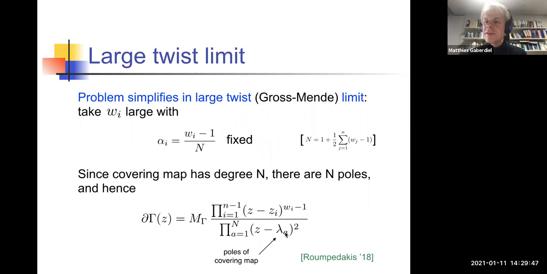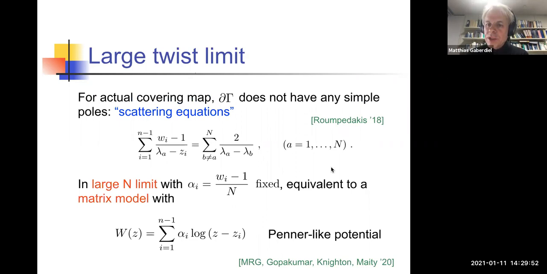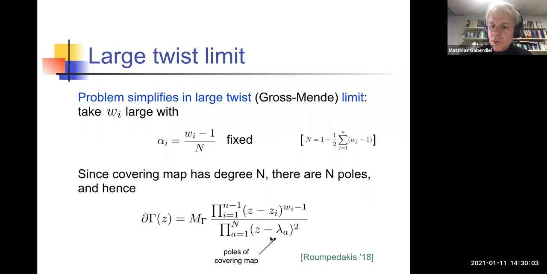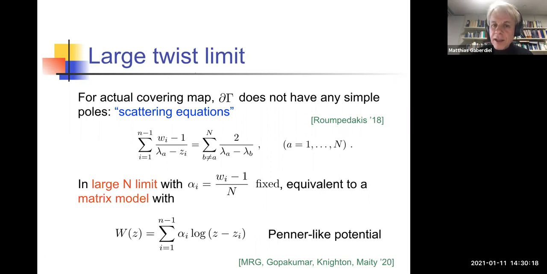Now, how are the poles constrained? Well, the poles are constrained by what Rompidakis calls the scattering equations. And these are the equations that demand that, you see, del gamma must have double poles, but it can't have any simple poles. I.e., the residue at z equals lambda_a must be zero, because if it was non-zero and you integrated gamma, then gamma would contain a logarithm, but gamma can't contain a logarithm because it's a covering map from the sphere to the sphere. So you have to demand that the simple poles are absent. And if you work this out, this just leads to these what you call scattering equations.